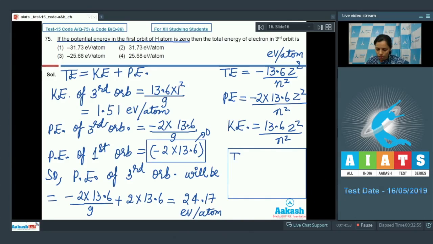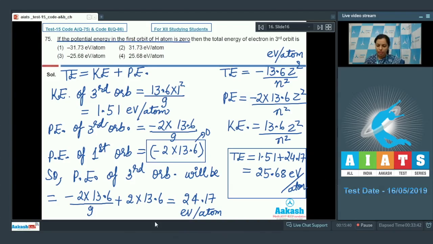Now it's the turn for the calculation of the total energy. What would that be? Total energy is equal to kinetic energy plus potential energy. Kinetic energy we already calculated, 1.51, because kinetic energy remains the same, it would not be affected if you are changing the potential energy of the first orbit. In this case, the potential energy we found is 24.17, and this value will give you the final answer, that is 25.68 electron volt per atom.